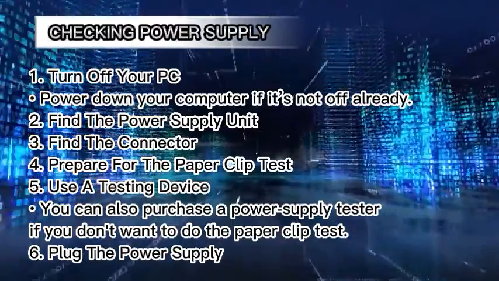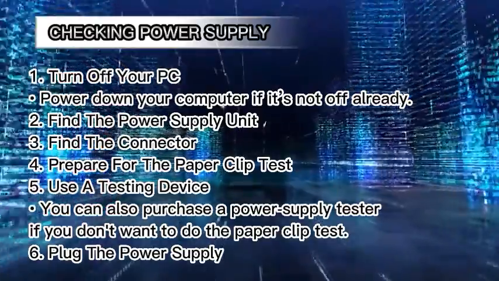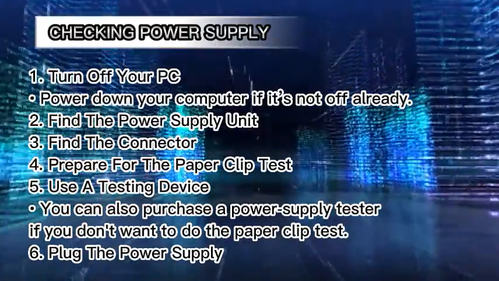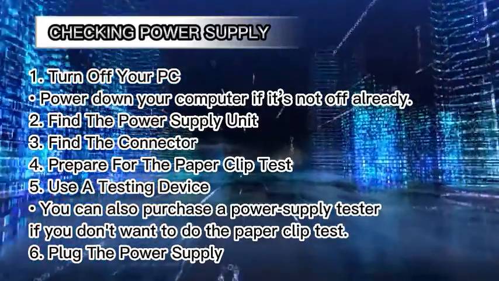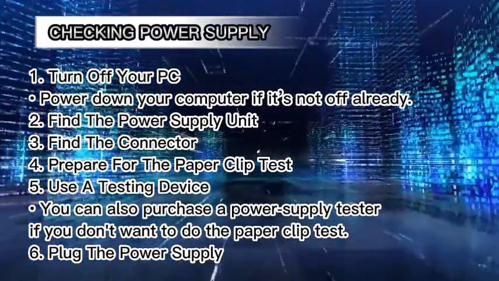Checking power supply. First, turn off your PC. Second, find the power supply unit. Third, find the connector. Fourth, prepare for the paperclip test. Fifth, use a testing device. And lastly, plug in the power supply.